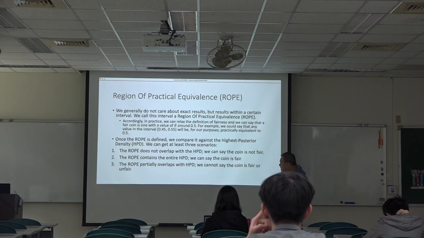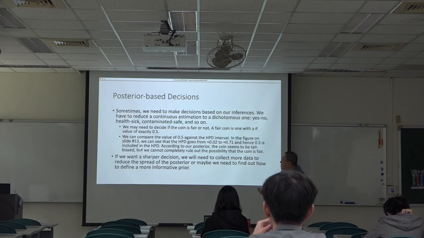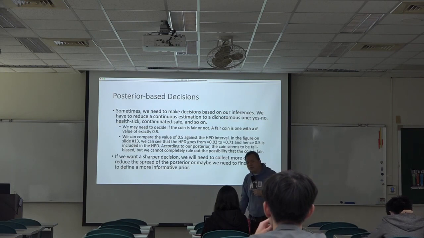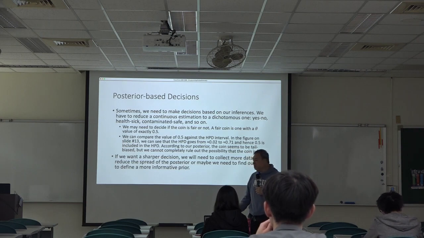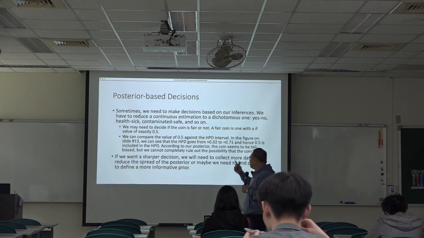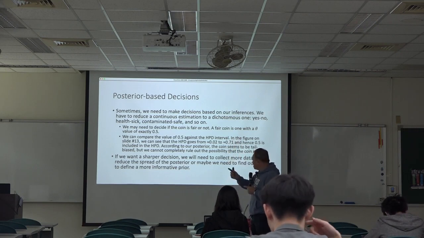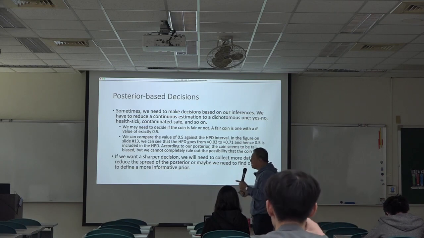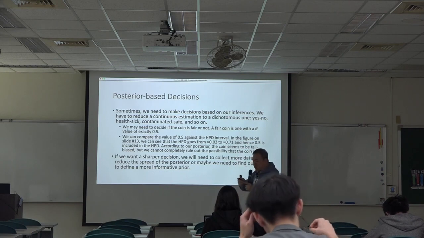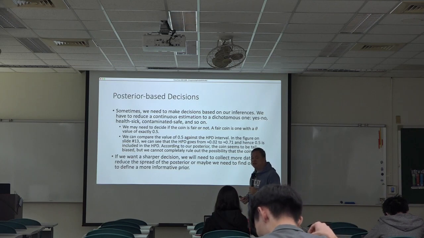So compare this one with the previous single point estimate. What's the difference? First, with the point estimate, if the point is outside of the HPD, we say it's not fair, right? If the point is inside the HPD, we say it's probably fair, right? Probably fair.